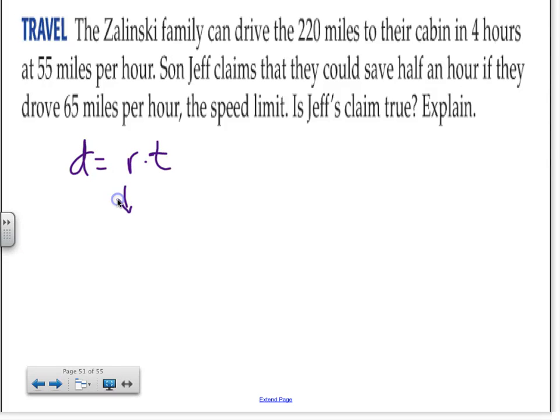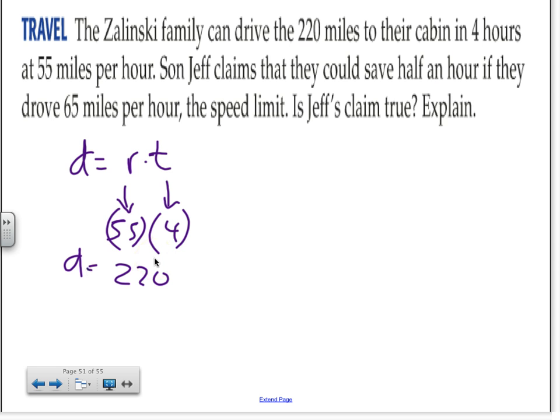What are you plugging in here for R? 55 miles per hour. What about T? 4. Let's multiply that. What's 55 times 4? 220. 220, so it's correct. At 55 miles per hour for 4 hours, you will cover 220 miles.